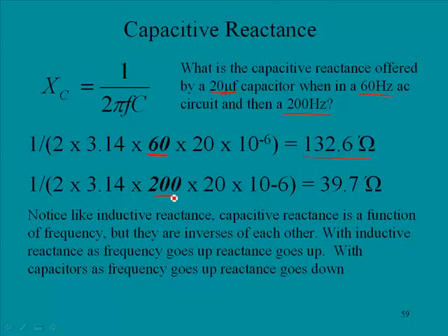We increase the frequency, and notice what happens to the reactance, that it actually goes down. If we had been dealing with inductance, it would have gone up. The higher the frequency, the more reactance. In this case, the higher the frequency, the lower the reactance, and you can see that when F is in the denominator, the higher F goes, the lower the reactance.